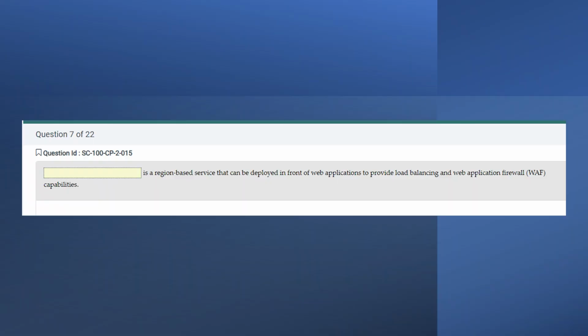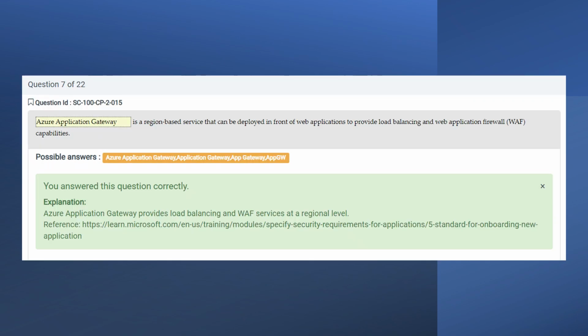Blank is a region-based service that can be deployed in front of a web application to provide load balancing and web application firewall or WAF capabilities. Azure Application Gateway provides load balancing and WAF services at a regional level.